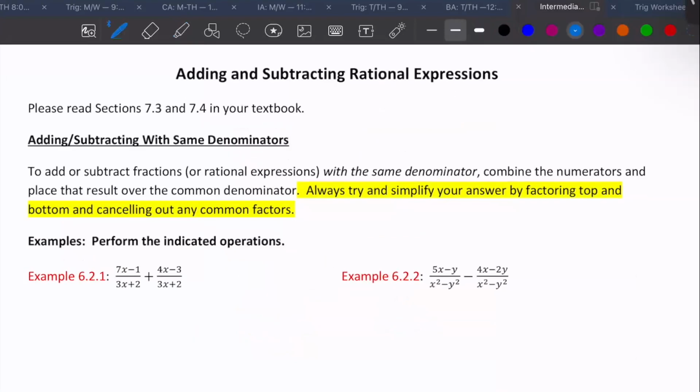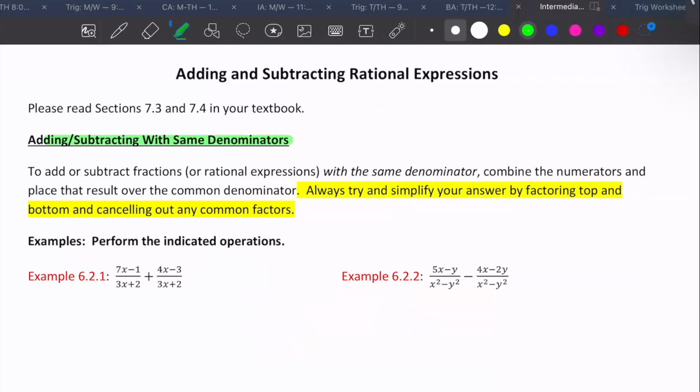All right, so this is section 7.3 and 7.4 in your textbook. And 7.1 and 7.2 were about simplifying, multiplying, and dividing rational expressions. 7.3 and 7.4 are going to be adding and subtracting those rational expressions, okay? So the first thing that we're going to go over is adding and subtracting with the same denominator, okay?